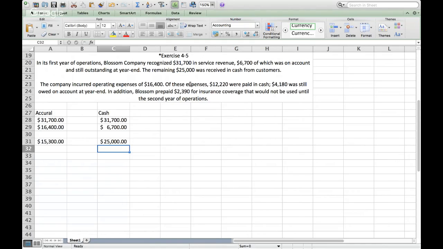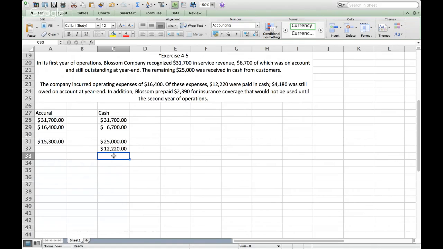Now, right here it says, of the total $16,400 of these expenses, $12,220 was paid in cash. And so what we're going to do is, because that's a cash basis, since we're going to have to pay that in cash right then, we're going to go ahead and subtract the $12,220 that were paid in cash. And then the $4,180 is owed at year end, but we already accounted for that up here in the accrual basis with the $16,400.